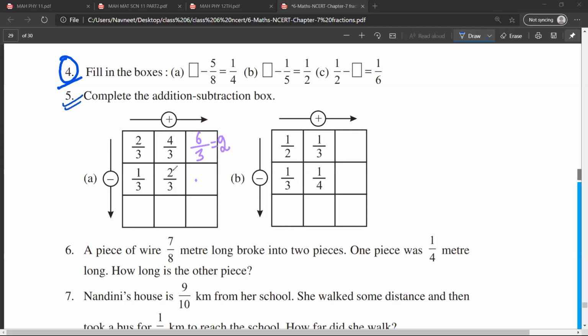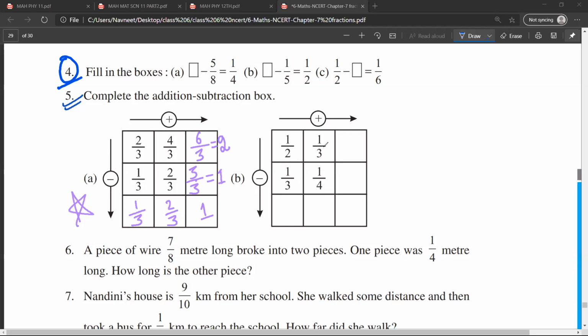1 by 3 plus 2 by 3 would be equal to 3 by 3, which is equal to 1. Now when I'm going towards this side, I need to subtract. So 2 by 3 minus 1 by 3 would be equal to 1 by 3. 4 by 3 minus 2 by 3 would be equal to 2 by 3. And 2 minus 1 would be equal to 1. Very nice.